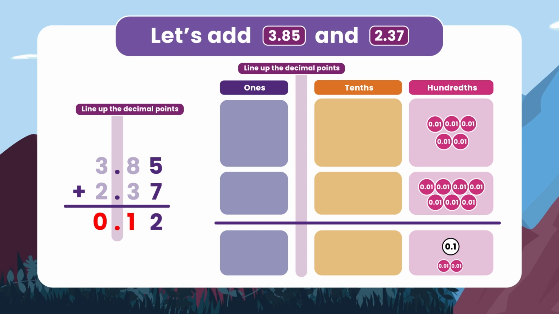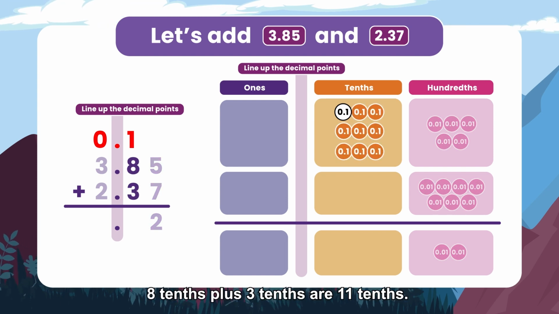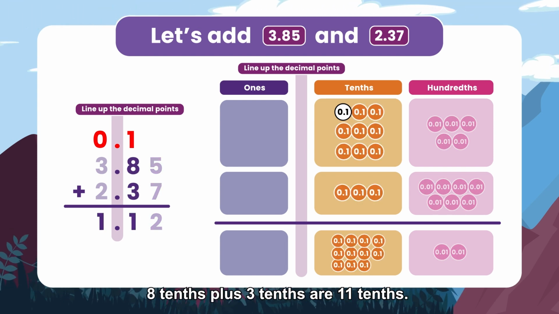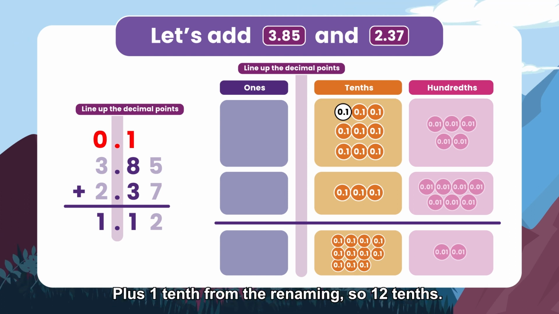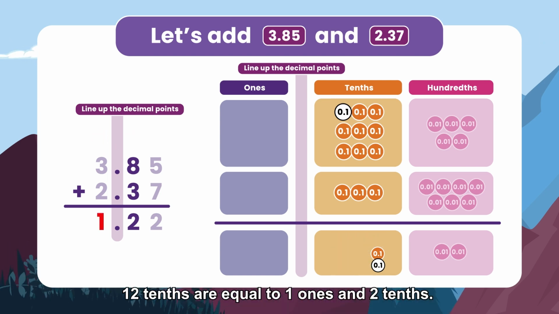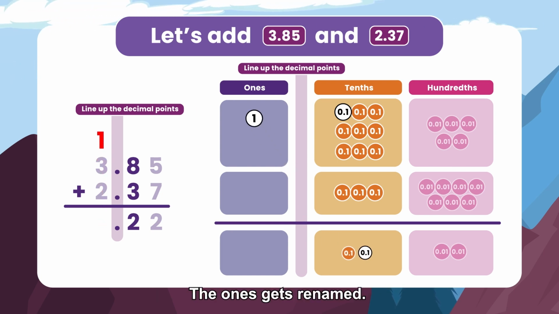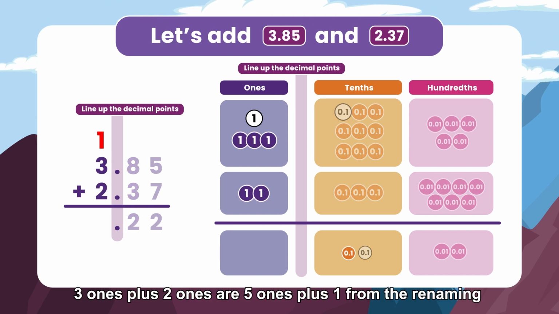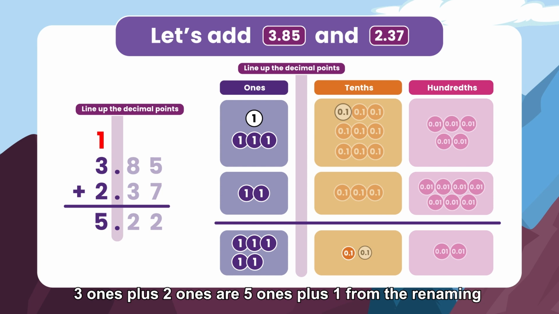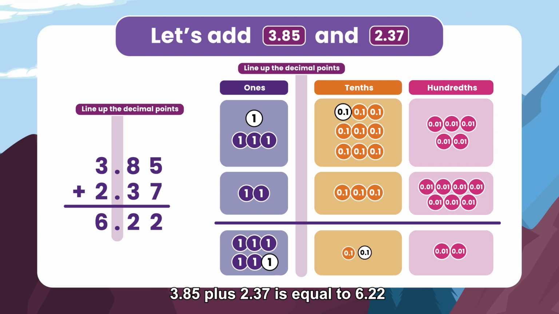We rename. The 1 tenth gets added to the tenths. 8 tenths plus 3 tenths are 11 tenths. Plus 1 tenth from the renaming, so 12 tenths. 12 tenths are equal to 1 ones and 2 tenths. The ones gets renamed. 3 ones plus 2 ones are 5 ones plus 1 from the renaming that equals 6 ones. 3.85 plus 2.37 is equal to 6.22.